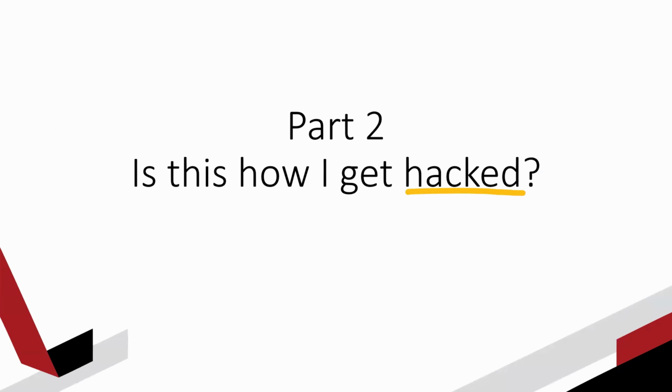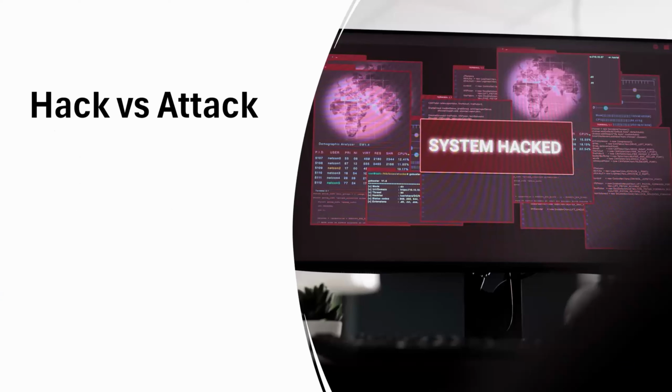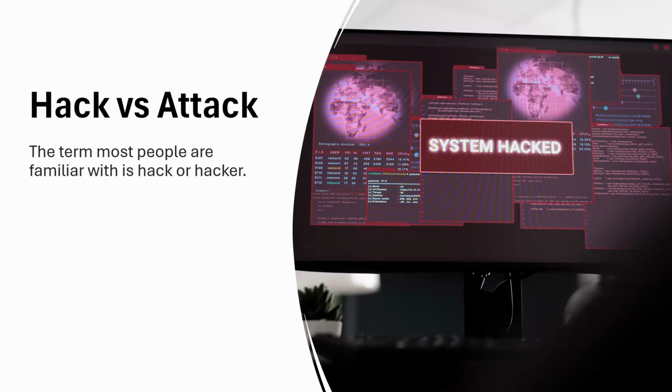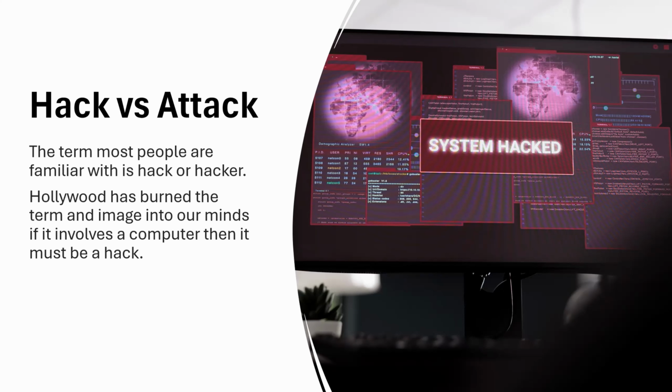So part two, is this how I get hacked? What is the difference between a hack and an attack? It's important to understand the difference here. The term that people are most familiar with is a hack or a hacker or a scammer or a thief. And Hollywood has burned this image into our minds. If it involves a computer, then it must be a hack. And we have this vision of people sitting in dark rooms and they're coding away.